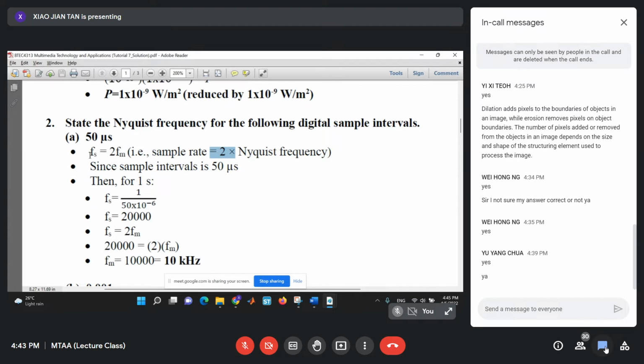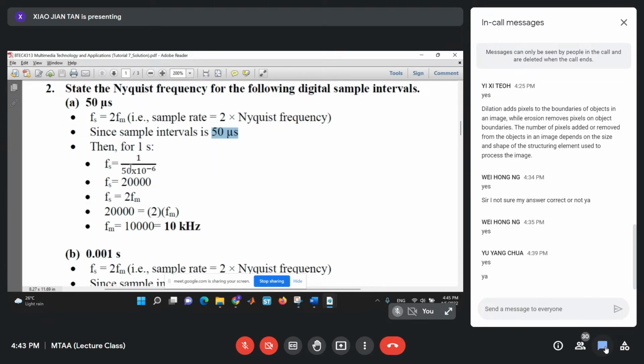Okay, so fs. Since the interval is 50 microseconds, you have this formula in order to get the fs, but the value provided here is the fs, and you need to know the value of fm. Okay, Nyquist frequency: 2000 equals 2 divided by the 2, so you will get this one. Okay, this is the sampling frequency.